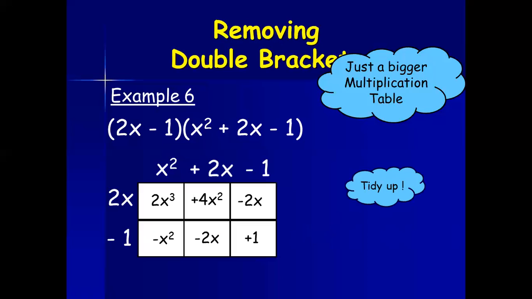And we will start to tidy up. The first term, 2x power 3, doesn't have a like term, so it will be written as it is. 4x power 2 minus x power 2 will be 3x power 2. Negative 2x minus 2x will be negative 4x. And finally, plus 1 has no like term, so it will be written as it is.